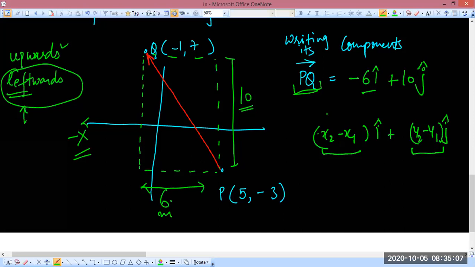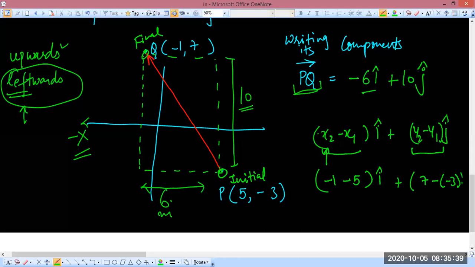But yes, you should understand which is initial, which is final. Which is first, which is second. Otherwise, you'll get the wrong answer. So here x2 means final, so final is Q. I hope all of you realize that. And initial is P. Look at the arrow. Arrow goes from here to there. So x2 is minus 1, x1 is 5, and y2 is 7, and y1 is minus 3. I hope you understood this. So we get minus 6 i caret and plus 10 j caret.